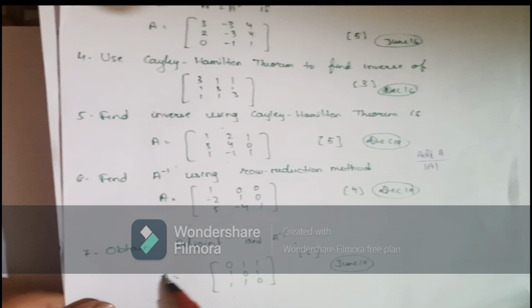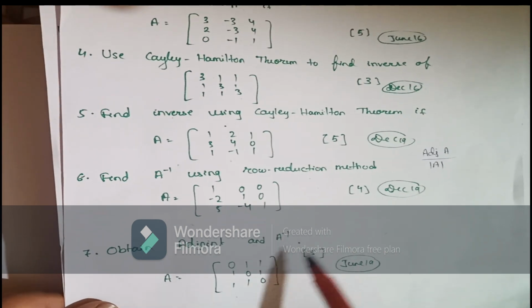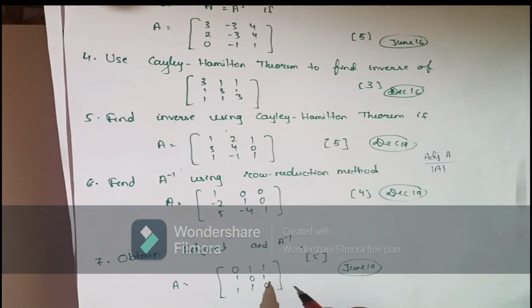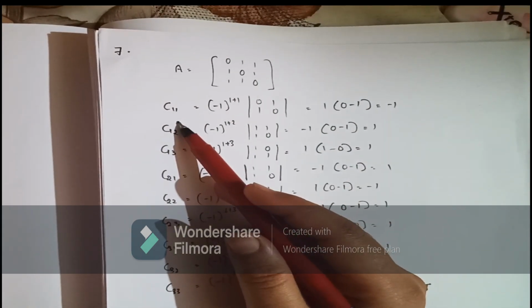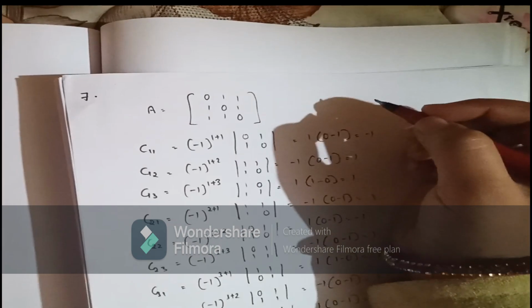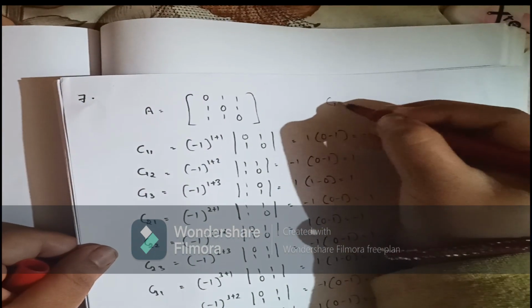So the next question is: obtain the adjoint and A inverse. Here the Cayley-Hamilton method is not given, but we have to find the adjoint. If we are finding the adjoint, then let's find the inverse using the adjoint. I hope you know this one. C11, these are the cofactors, right? You have to use this formula.